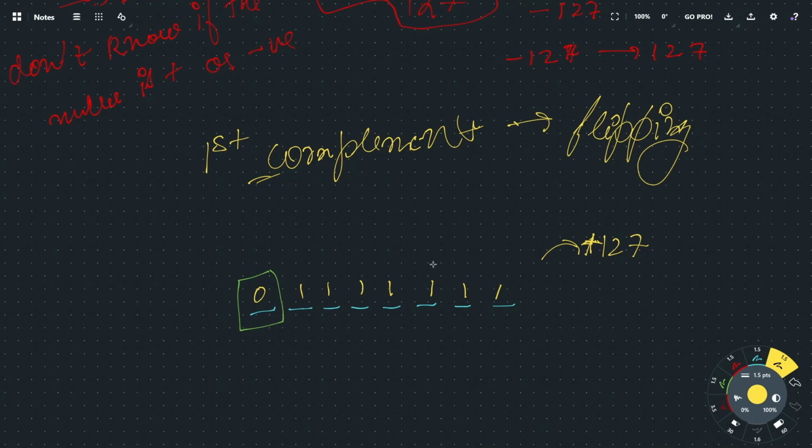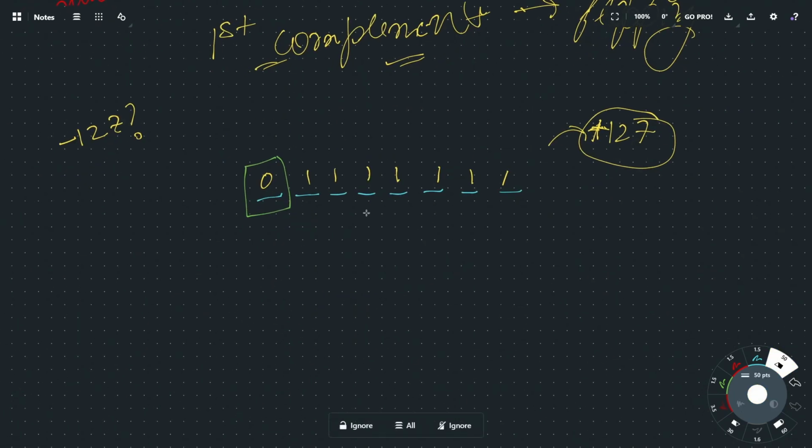Now, how do we store a negative number of a number? You can just flip it straight. So you get the positive number first. If I have to find minus 127, I would get the positive 127, place it down, and just flip the bits. I'll go first complement to it. So we'll just flip all the bits. This would be zero.